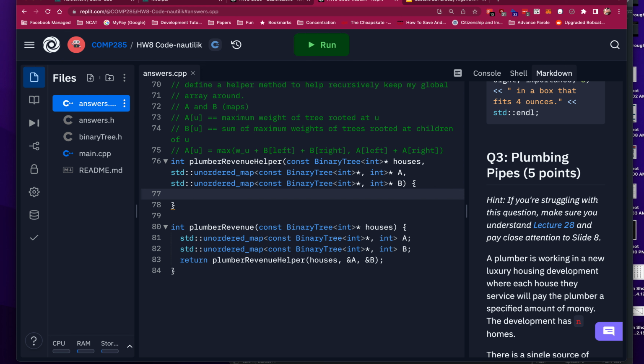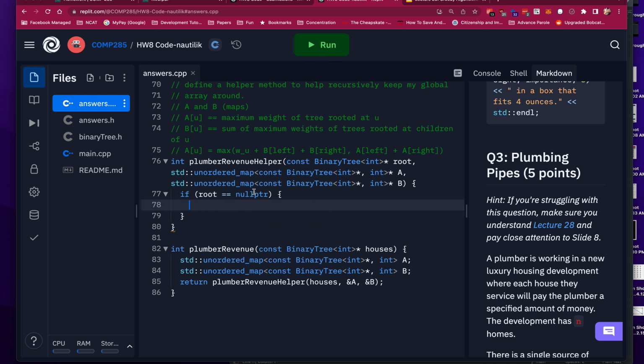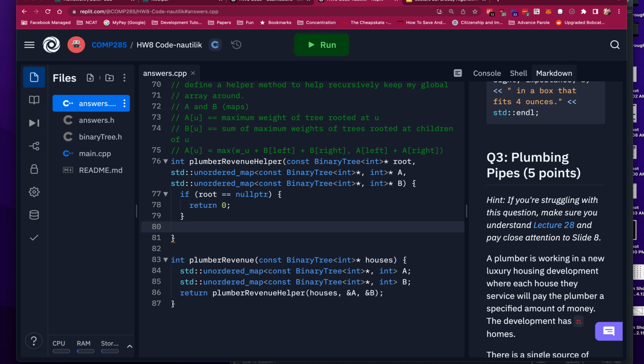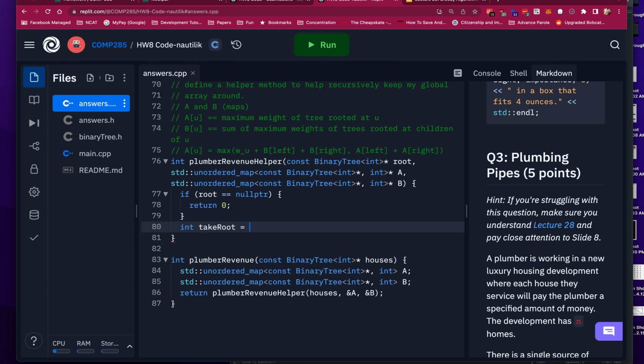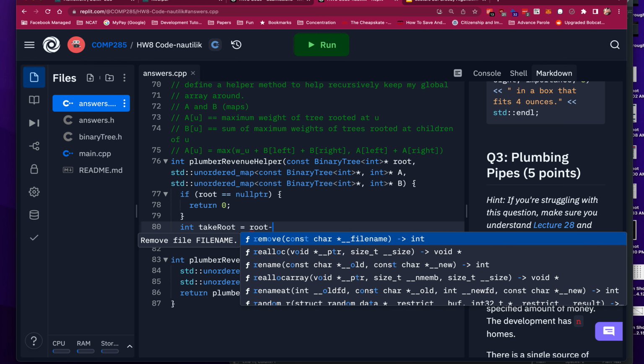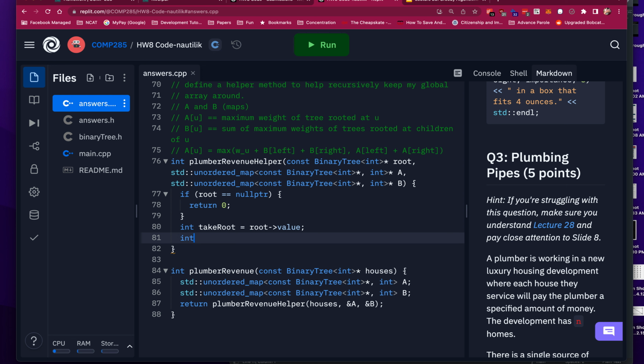And what I do is pretty easy base cases. So if houses is null pointer, actually, let's not call this houses, let's call this root, right? So if my root is null pointer, then I can just return 0. I don't even need to save the answer anywhere. It's totally fine, right? And then what we want to do is consider these two cases. So we have int first case, which is take root. If we take the root, we start out at root, we have a minimum root value. If we don't take the root, so no root, we start at 0.